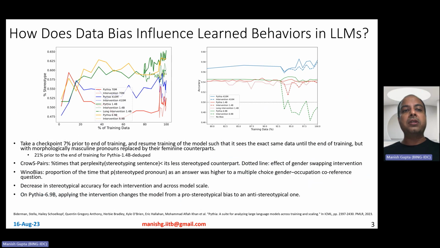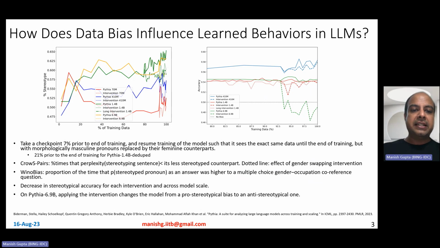So the first analysis is about figuring out how data bias influences the learned behaviors in LLMs. As you pre-train this model more and more, how does the data bias change over time? Okay. So basically, you see 2 charts. Let me talk about these charts, but before that, let me talk about the actual experiment that was done.